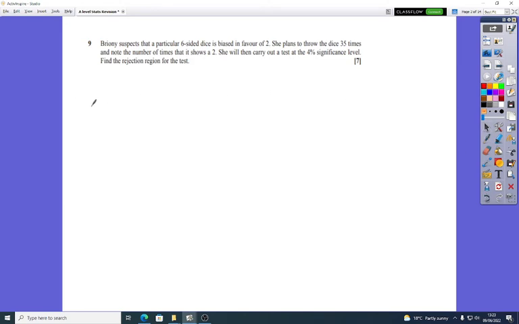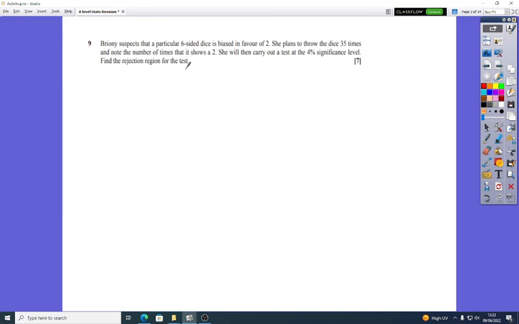Let's have a quick read of this question. It goes, Barney suspects that a particular six-sided dice is biased in favour of 2. She plans to throw the dice 35 times and note the number of times it shows a 2. She will then carry out a test at 4% significance level. Find the rejection region for the test.